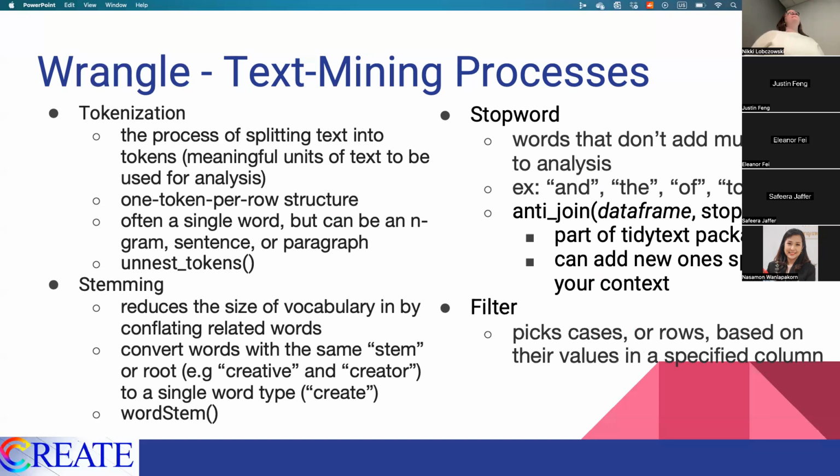And then there's filter. You can pick cases or rows based on their values in a specific column using the filter. This is from the dplyr package. For example, if you're interviewing, you might want to filter by pre-service teachers versus in-service teachers. Or if you're looking at all your data together from all your classes, you could filter by your first period versus your second period, or your first class or whatever. So these are all ways to wrangle the data. You've prepared the data, you've looked at it, and this is reorganizing your data before you actually run some analyses.